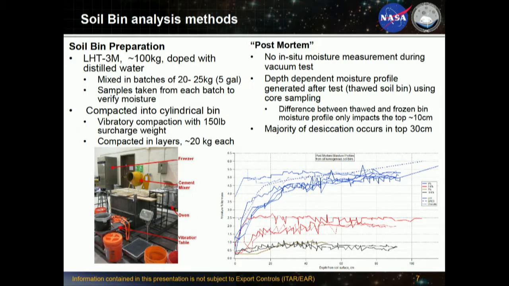So these so-called post-mortems, you can see here from all the different tests we've done. Moisture content is plotted versus depth from the surface. What I want to point out here is that if you look at the depth above about 20 to 30 centimeters, the moisture content is relatively uniform. So the desiccation due to vacuum exposure is restricted to the top 20 to 30 centimeters. So all the sampling operations we do for RP, we do beneath that.